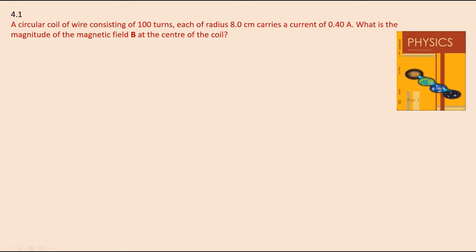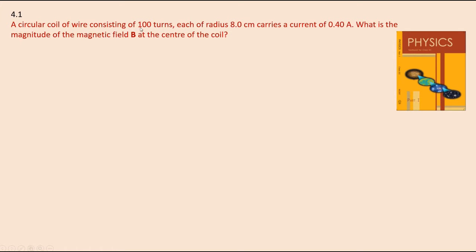Hello, in our lecture series of NCERT solutions, class 12 physics, we now take exercise 4.1. A circular coil of wire consisting of 100 turns each of radius 8 cm carries a current of 0.40 ampere. What is the magnitude of the magnetic field B at the center of the coil? This is NCERT 4.1. We look into the solution now.